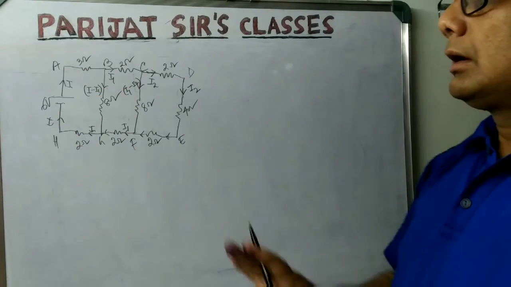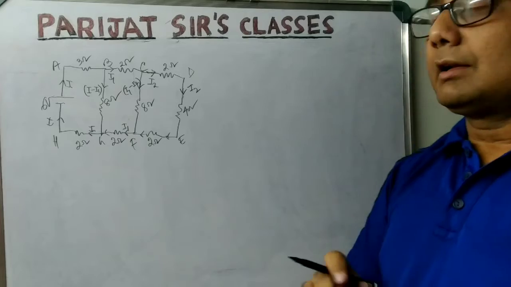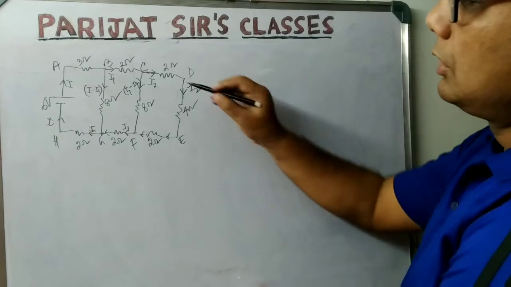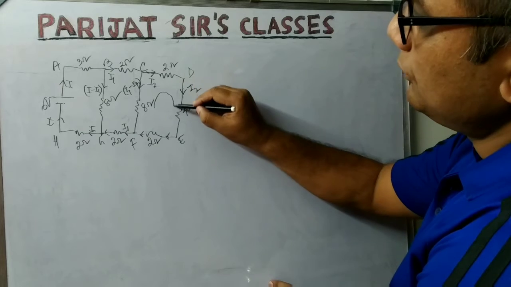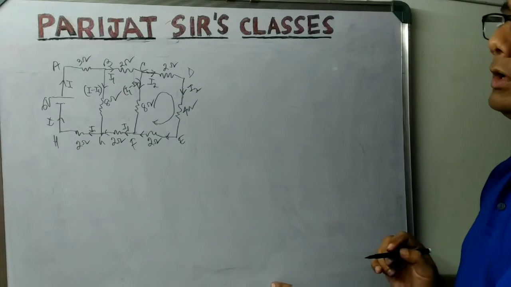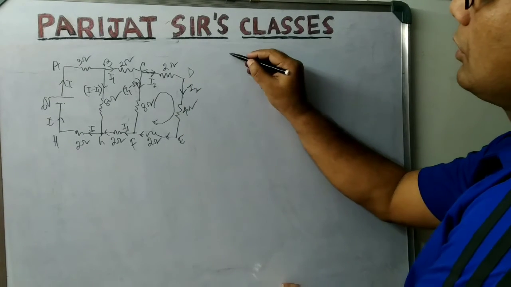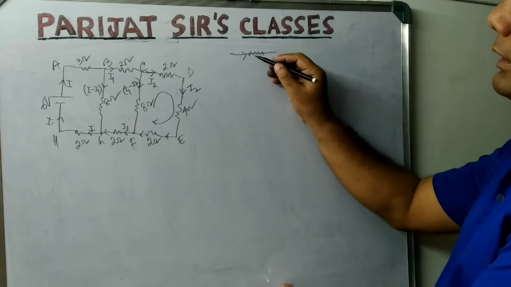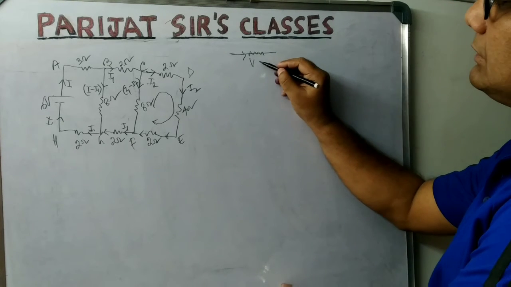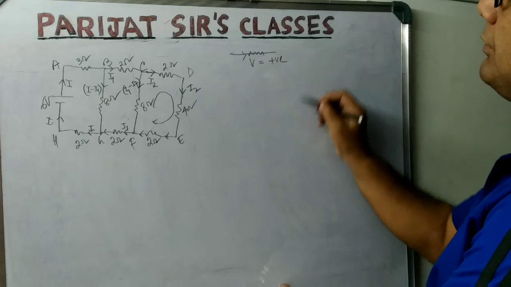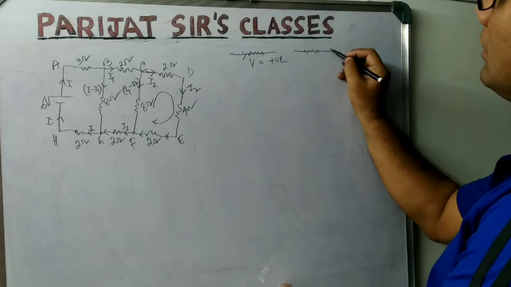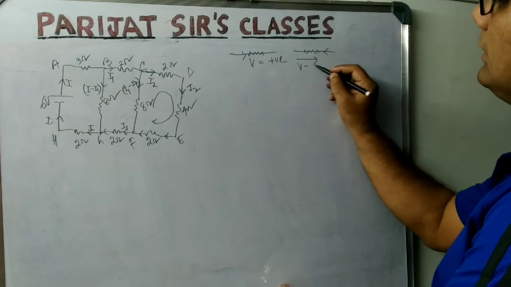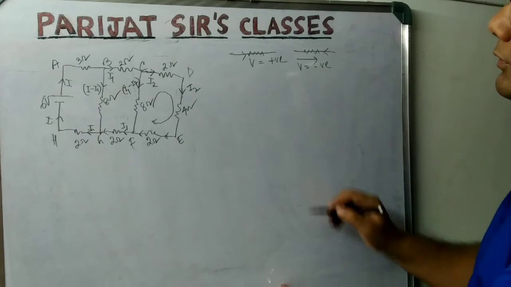So this is a complete and correct circuit drawing. So let's use Kirchhoff's law one by one. If I move like this in Kirchhoff's law, we know that if you are going in the direction of the current, the potential is taken as positive. If you are going opposite to the direction of the current, the potential is taken as negative.